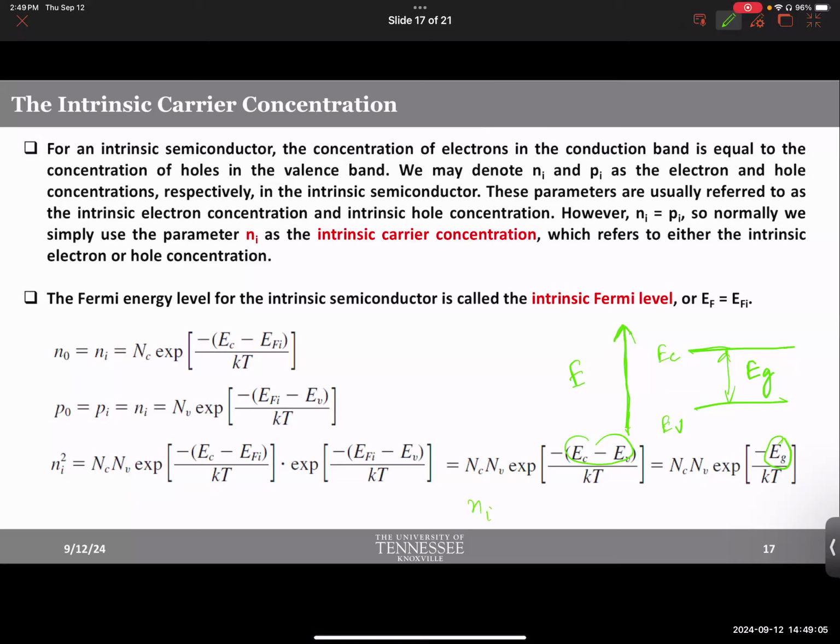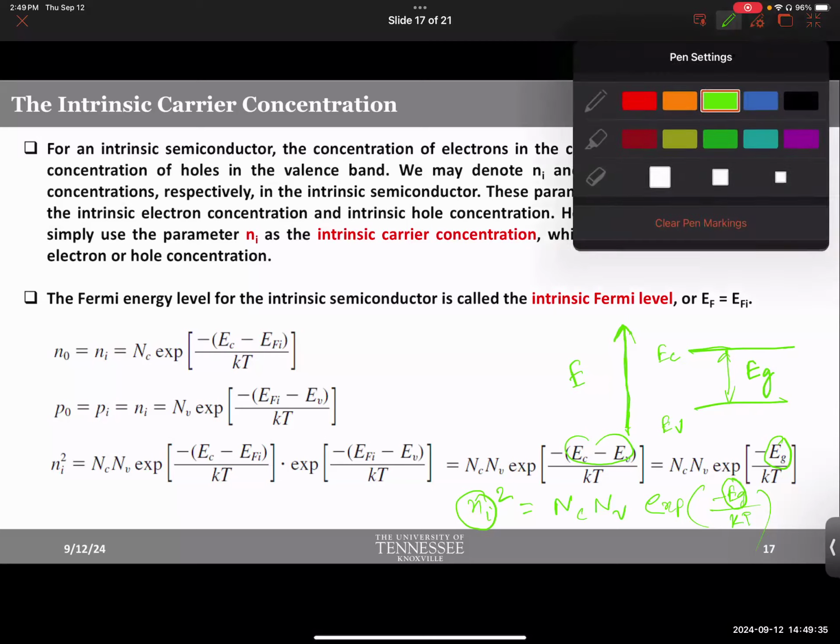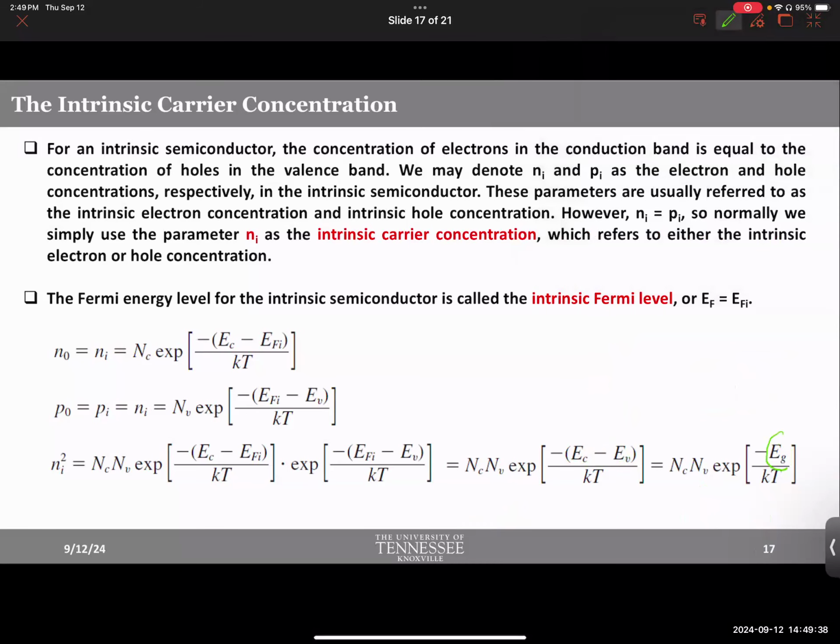So this seemingly simple equation, Ni squared equals Nc Nv exponential of minus Eg over Kt, is a very important and widely used equation in semiconductors. It correlates the band gap with the carrier concentration. Yes, it is the intrinsic carrier concentration, but something that has intrinsically more carriers is typically a better conductor. Remember that, or it is easier to make it into a better conductor. So it shows you that there is a relationship between the band gap and the carrier concentration that you can get out of the band gap.